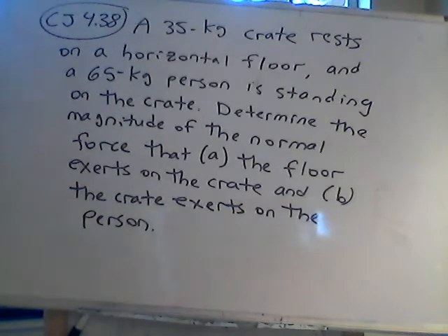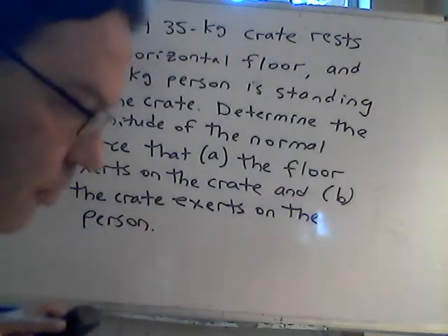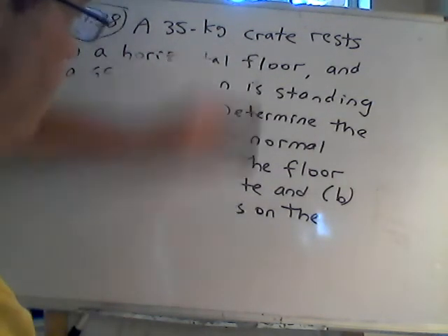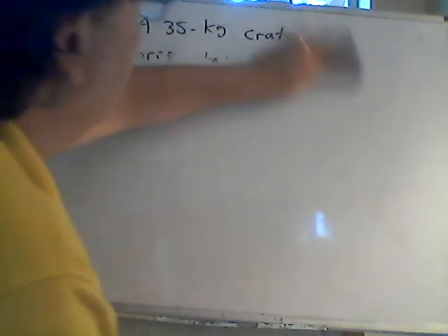All right, so again, as we read this, a 35-kilogram crate rests on a horizontal floor, and a 65-kilogram person is standing on the crate. Determine the magnitude of the normal force that A, the floor exerts on the crate, and B, the crate exerts on the person. Okay, let's draw this as a picture. Again, Cutnell-Johnson 4.38. We've been working primarily in your textbook today. So what does this picture look like?